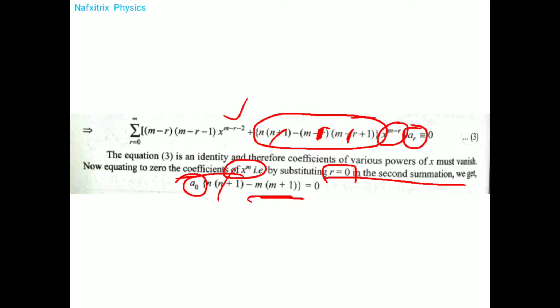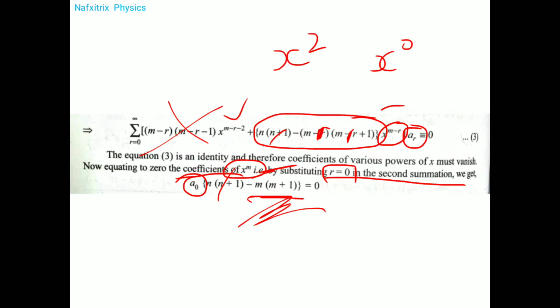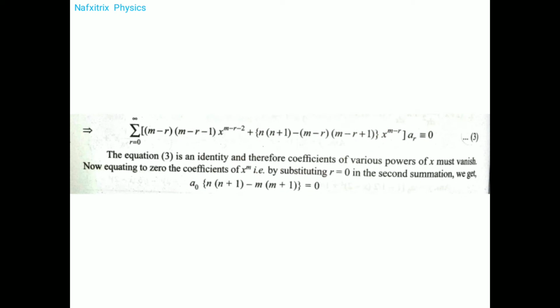And here, if we substitute r equals 0 we get x power m minus 2, but we are talking about the coefficient of x power m, not x power m minus 2. It is just like talking about the coefficient of x square but not x power 2 minus 2, that is x power 0. We only want the coefficient of x square. So here we only want the coefficient of x power m. So we are neglecting this term in this case, and substituting r equals 0. Then we have got the coefficient of the highest power of x, and finally this is equal to 0.